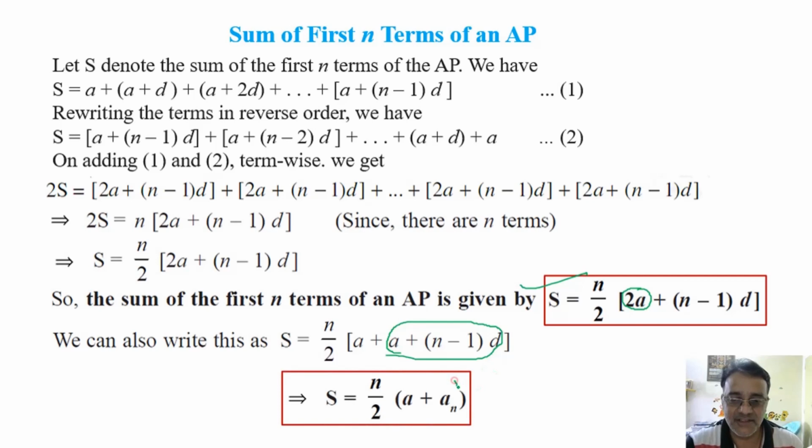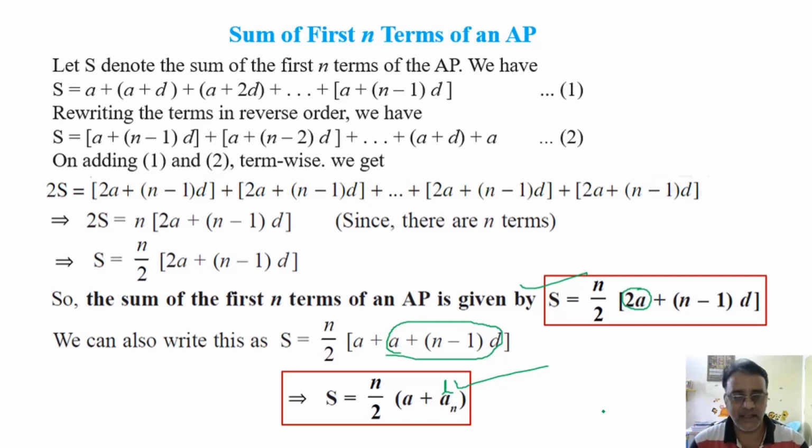This is the second formula. Sometimes we use L as the last term, so Sn = n/2 (a + l). This formula is very useful when the last term is known to us. Now we are going to start the first type of question to find the sum.